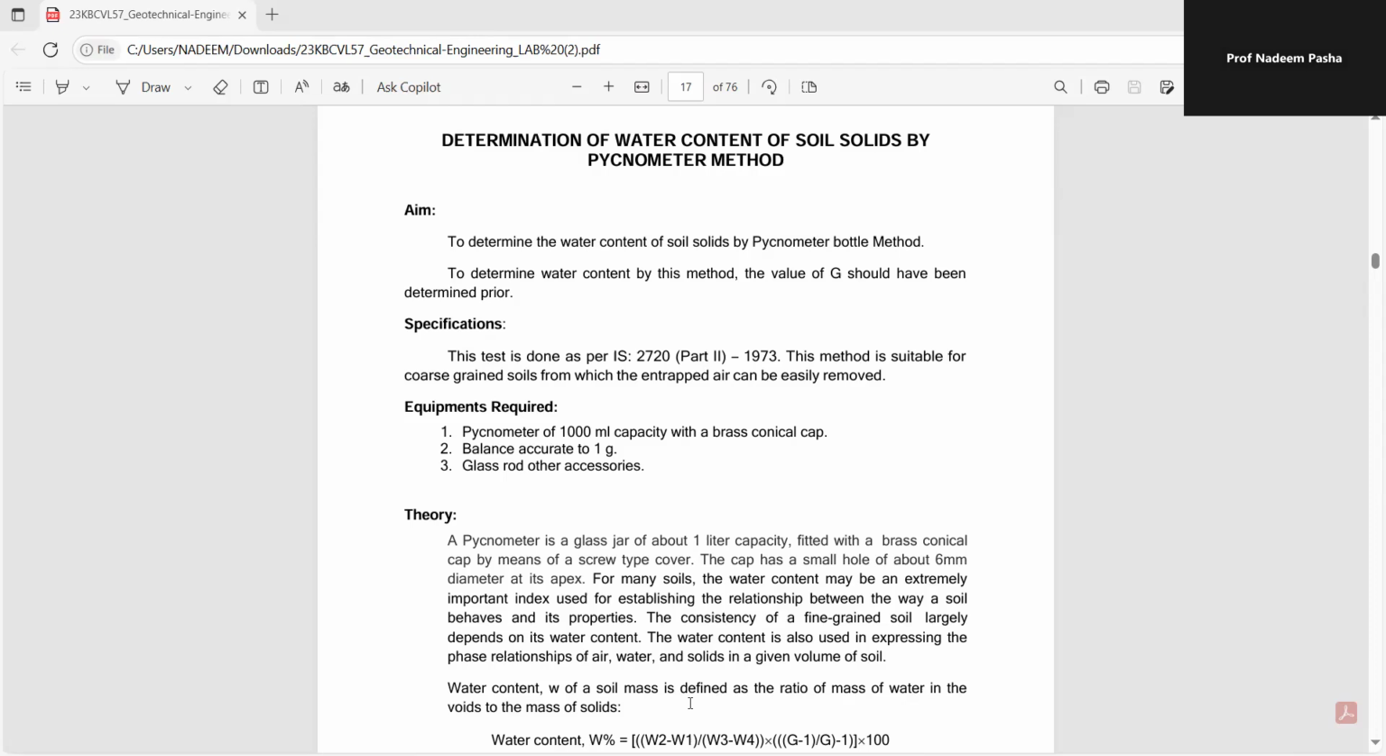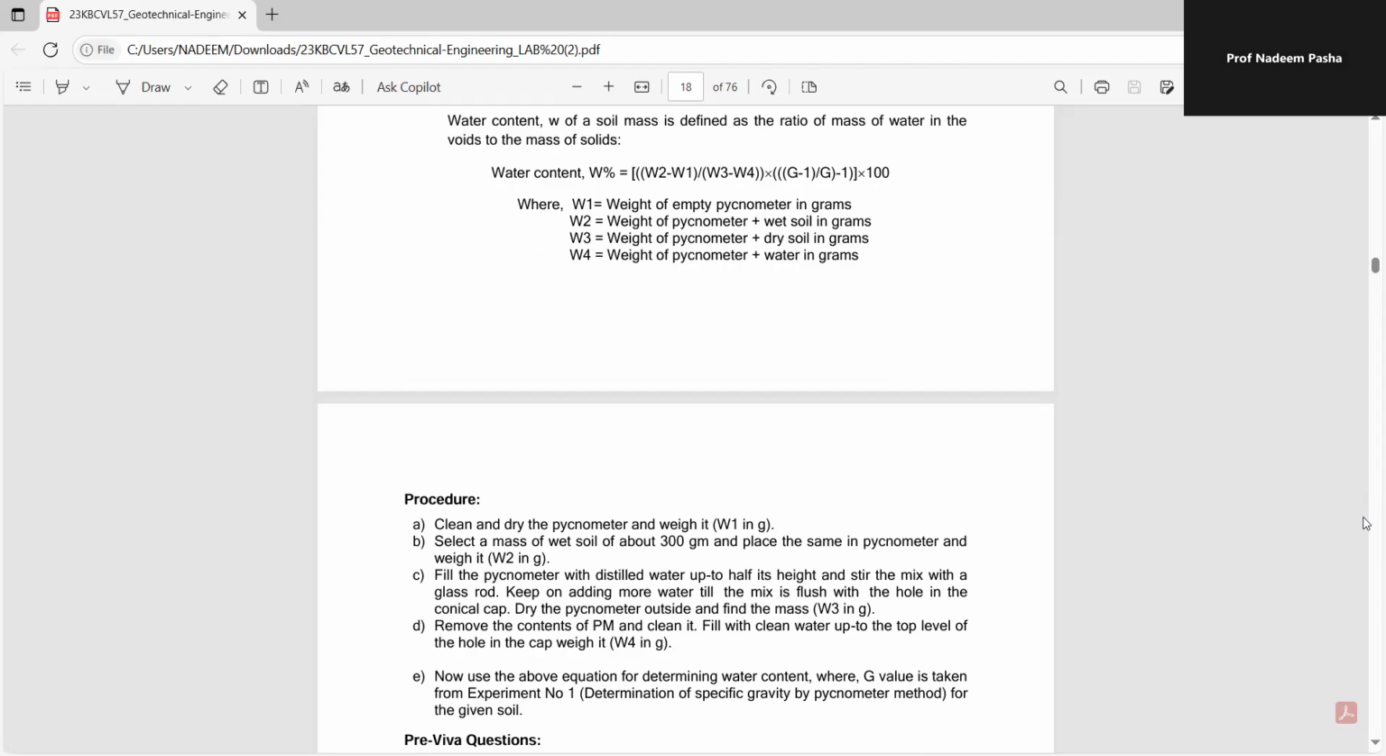The water content W of a soil mass is defined as the ratio of the mass of water in the voids to the mass of solids. So the water content W percentage is (W2 minus W1) divided by (W3 minus W4) into (G minus 1) divided by G, minus 1, into 100. Where W1 is the weight of the empty pycnometer in grams, W2 is the weight of pycnometer plus wet soil in grams, W3 is the weight of pycnometer plus dry soil in grams, and W4 is the weight of pycnometer plus water in grams. So here an additional W4 is there in the pycnometer method.